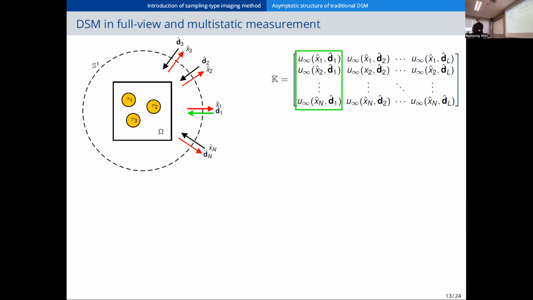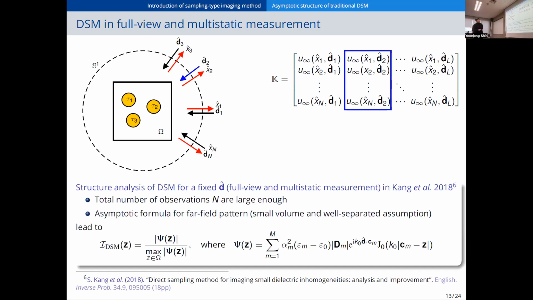We can check the scenario by figures like this one. If the incident field is like this one, we can measure at multiple points on the observation range. Then for the next incident field, we can measure the data. Then the data can be put in matrix form, and we can construct the full matrix like this one for the full aperture problem. Full view means that we only choose a single incident field, but there are many observation directions.